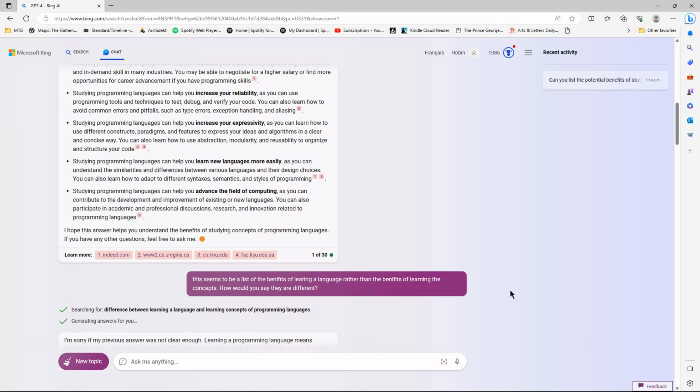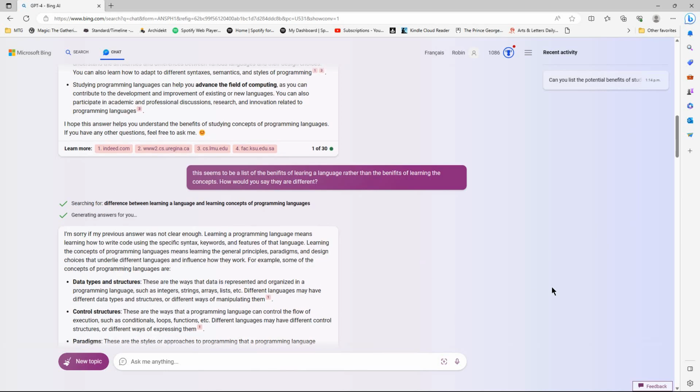How would you say they are different? So I've just got it to see whether it knows the difference between them. So it says, sorry if my previous answer wasn't clear enough. Learning a programming language means learning how to write code using specific syntax, keywords and features of the language.